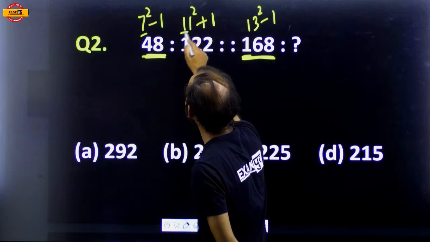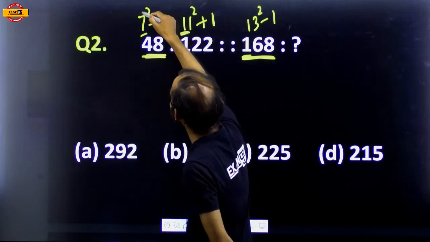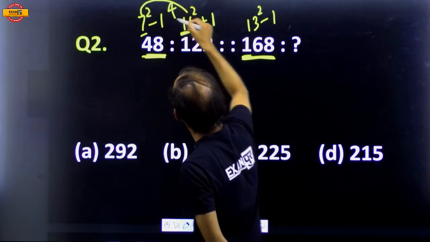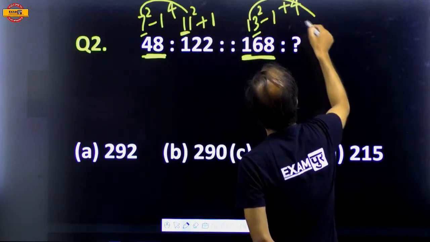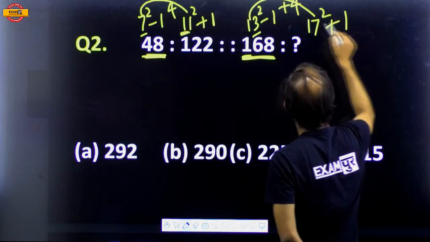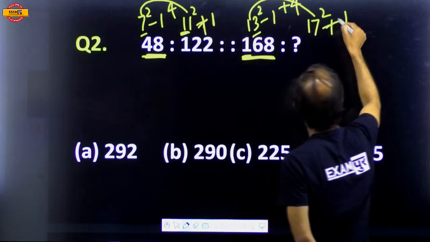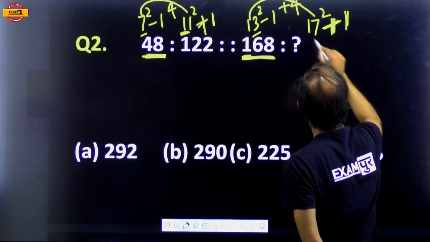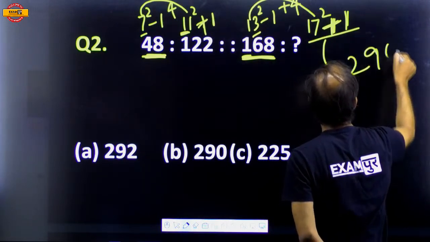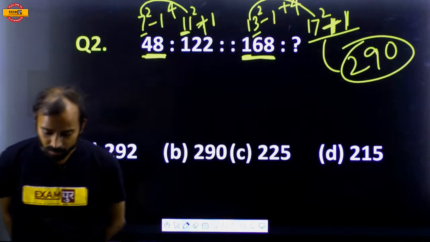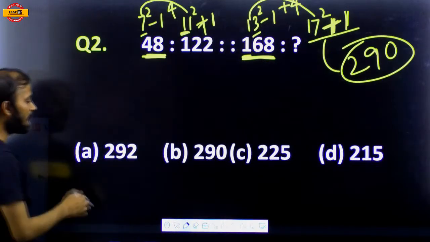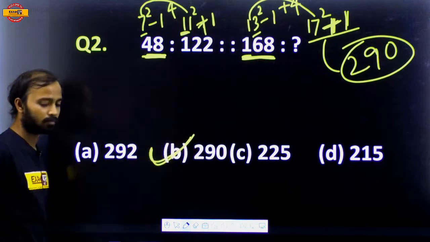And the gap between 7 and 11 is what? 4. 7 plus 4 is 11. Similarly, 13 plus 4 is what? 17. 17 square plus 1 is what? 290 will be the answer. With the help of the options, B will be the answer.